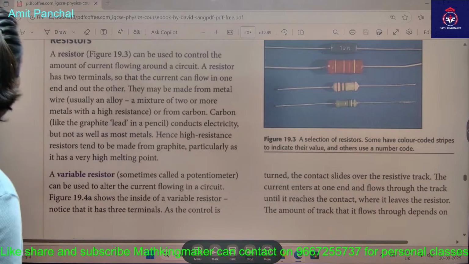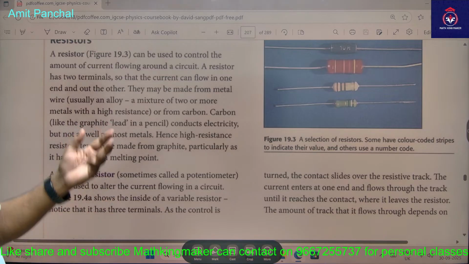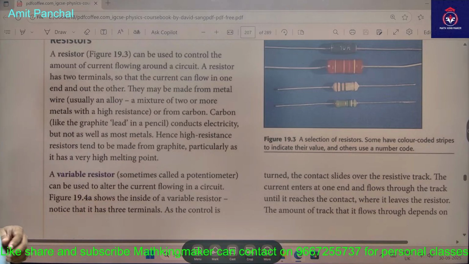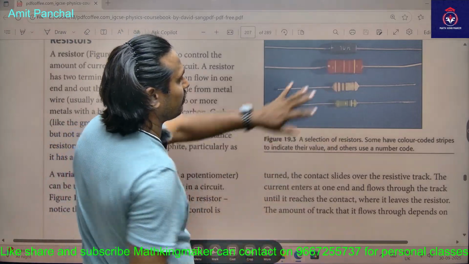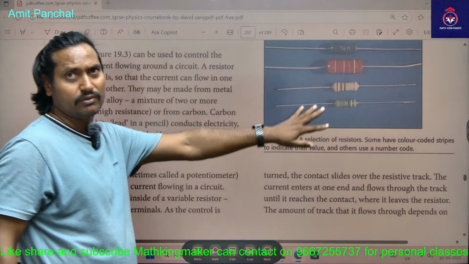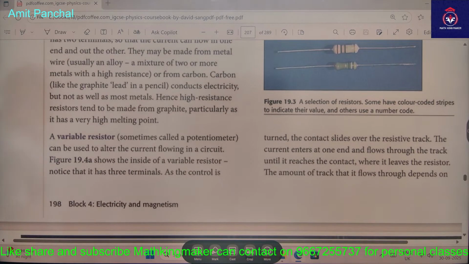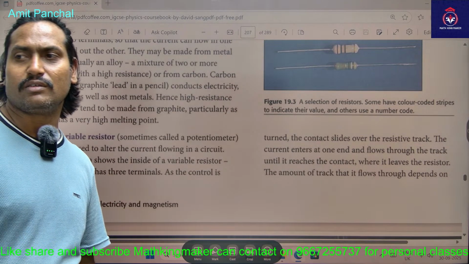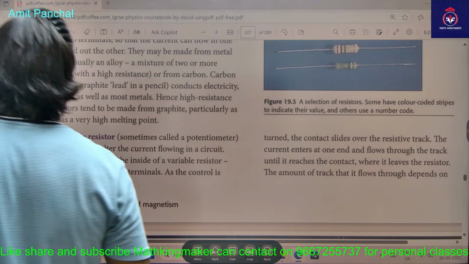Okay, variable resistors. I told you about variable resistors, where you can vary the resistance. These are fixed resistors, having a fixed resistance value. But variable resistors, like I told you in the example of the regulator we use in our fan, that regulator is one kind of variable resistor.